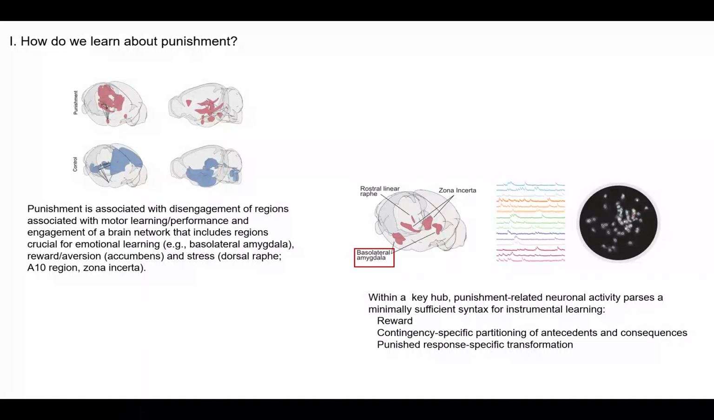And in the basolateral amygdala, what you find is that that activity parses what we think of as a minimally sufficient syntax for learning. One cluster of cells seems to especially like reward. A second cluster of cells seems to partition the antecedents of an event from the event itself, actions from outcome, responses from consequences. That was cluster 3. And a third cluster, which is cluster 2, shows a punishment response specific transformation in its encoding of that action. And it treats that punished behavior as similar to the punisher itself.